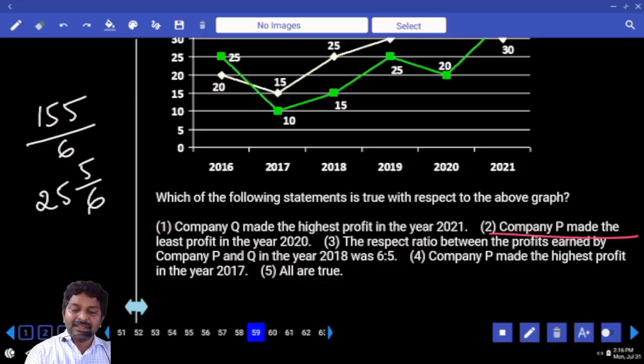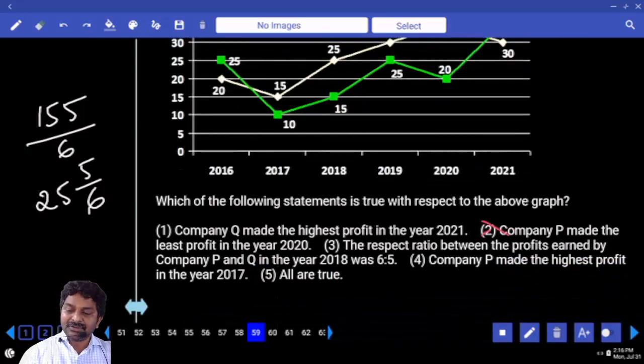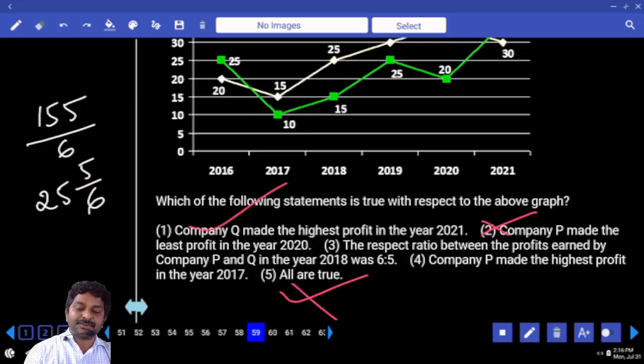Company P made the least profit in the year 2020. When you observe company P, which is white color, in 2020, is its profit the least? So the second statement cannot be your answer. So now can I go with the fifth option as the answer? If not, the first option is the final answer.